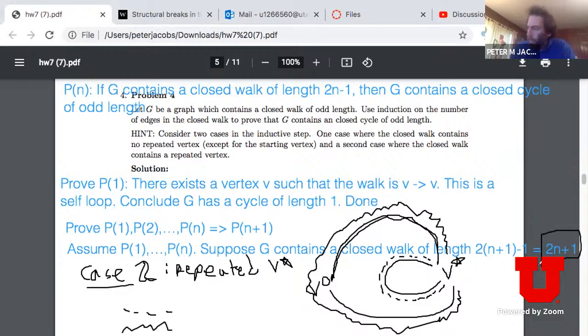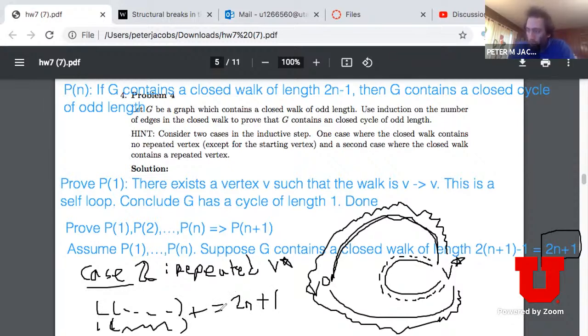So what you want to do now is the dashed line and the squiggly line, they make up the entire walk. They cover the entire walk. The entire walk is of length 2n+1. That means that the sum of the length of this walk and the length of this walk, the sum of the lengths of those two walks is equal to 2n+1.